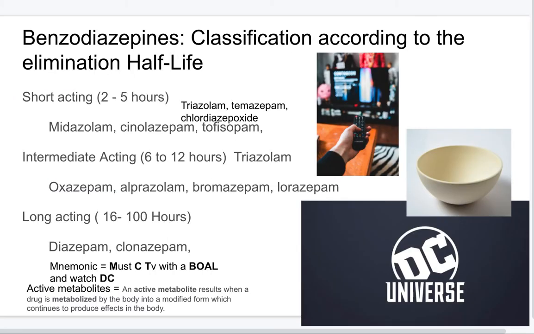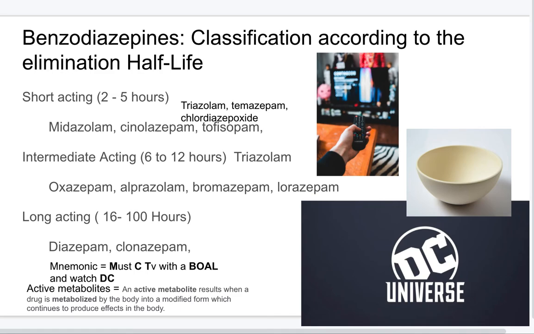So I'm going to end with a mnemonic, how to remember all of this. First of all, benzodiazepines can be divided by their half-life. The short-acting are midazolam, glycino, tofisopam. The intermediate are bromazepam, lorazepam, alprazolam, oxazepam. And the last one is DC, diazepam and clonazepam. The mnemonic is: must see TV with a bowl and watch DC.